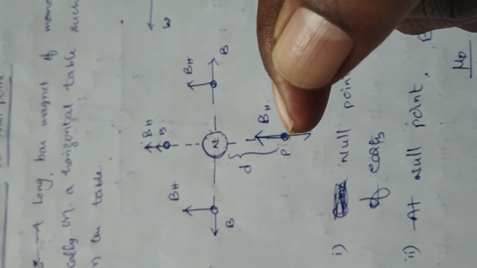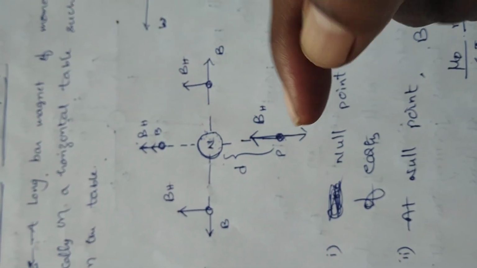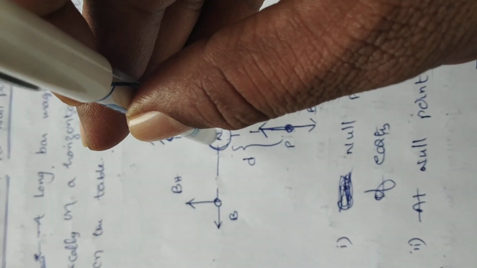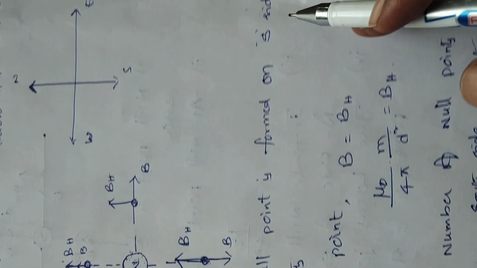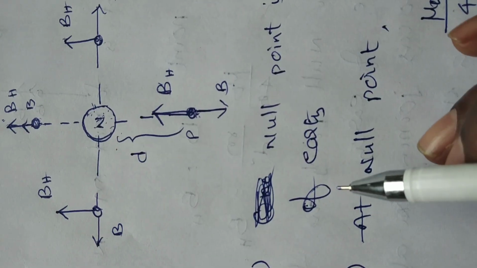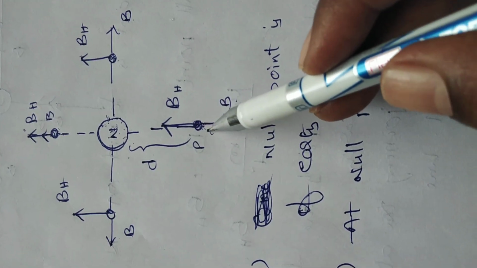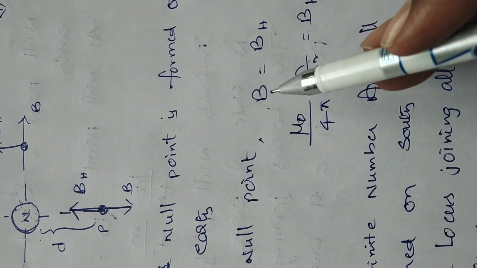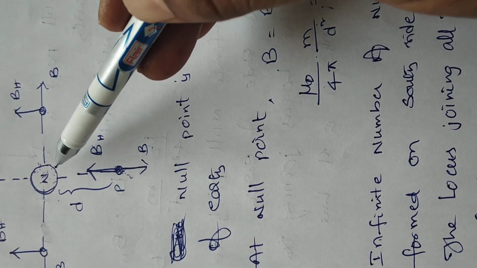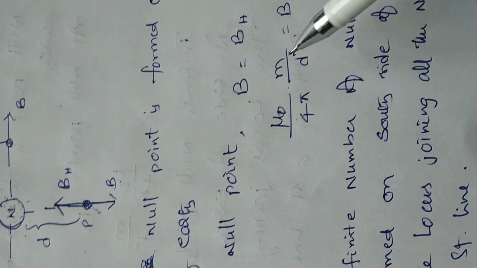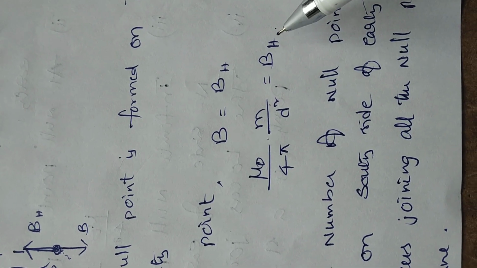Let us get a straight line, a straight line which is parallel to the long bar magnet. Right? So a null point is formed on the south side of the earth. Again at the null point, B equals BH, where B is the field created by the north pole alone. Mu naught by 4 pi into m by d square is equal to BH.